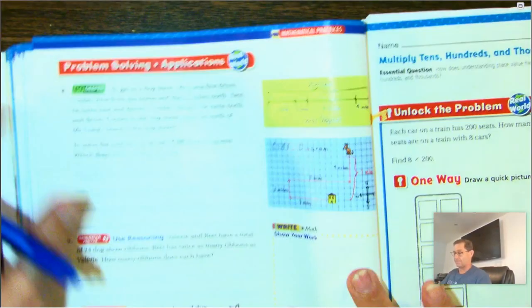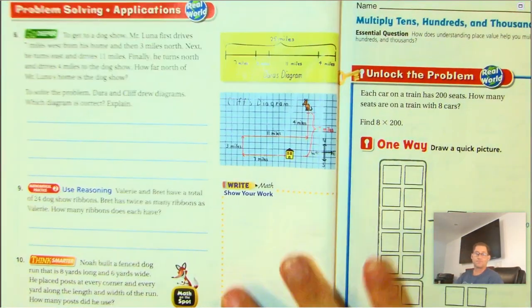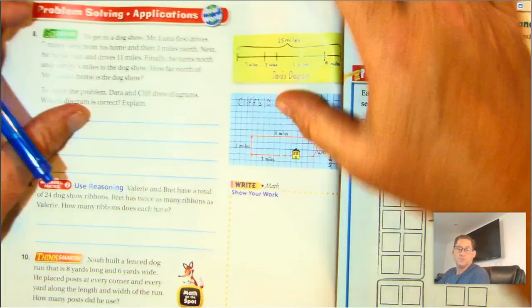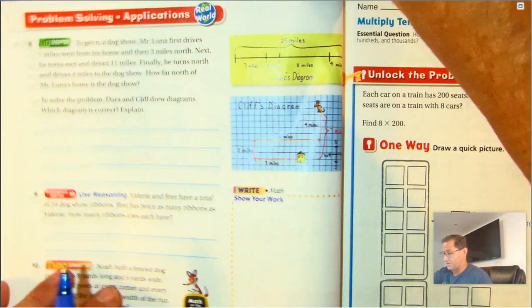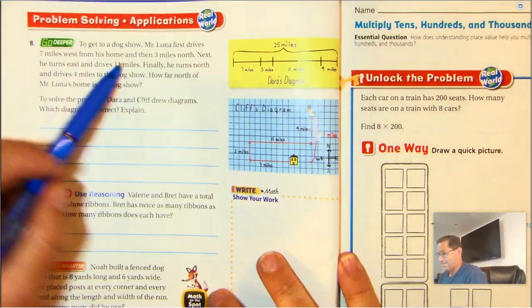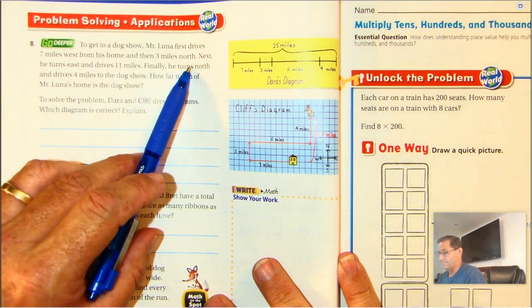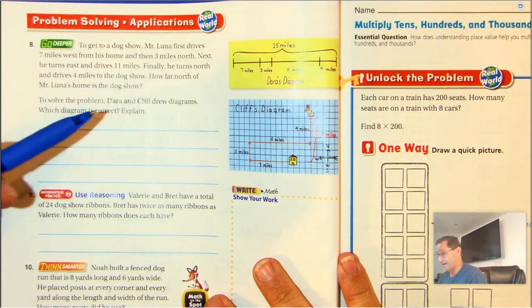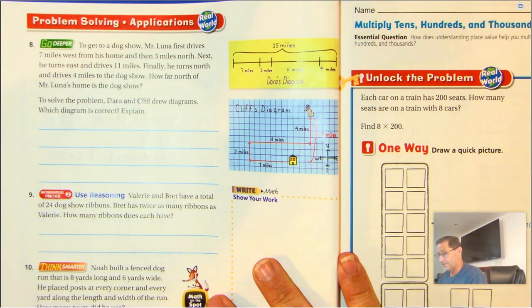Okay, number 8. To get to a dog show, Mr. Luna first drives 7 miles west from his home and then 3 miles north. Next, he turns east and drives 11 miles. Finally, he turns north and drives 4 miles to the dog show. How far north of Mr. Luna's home is the dog show?